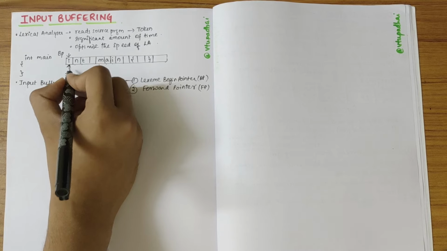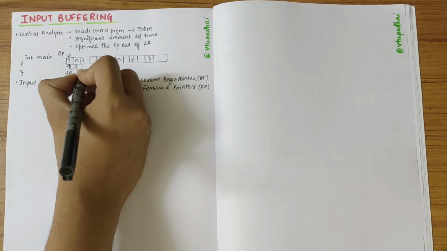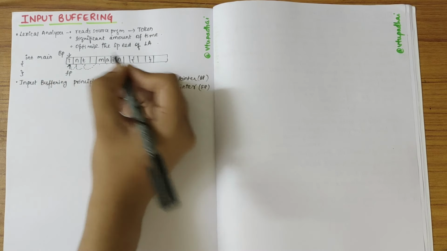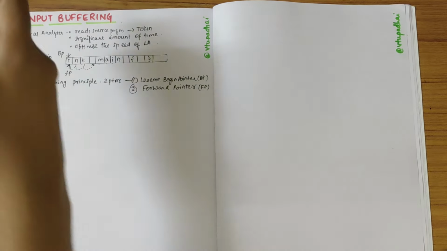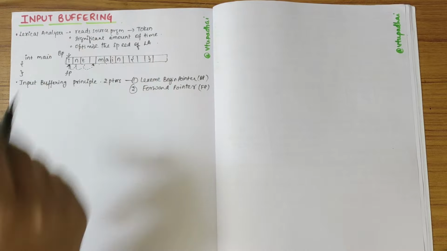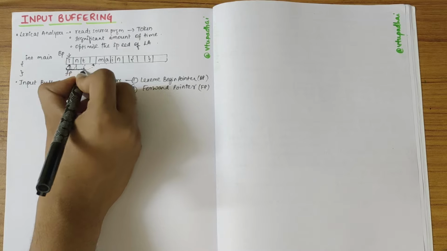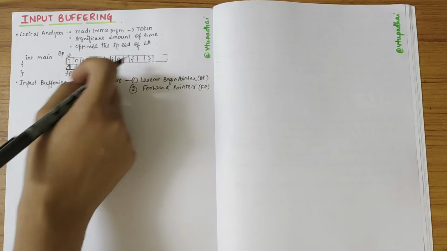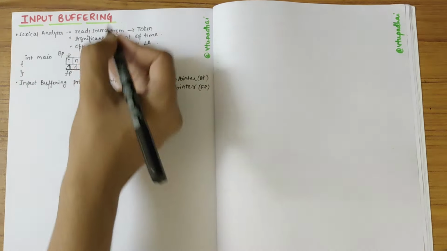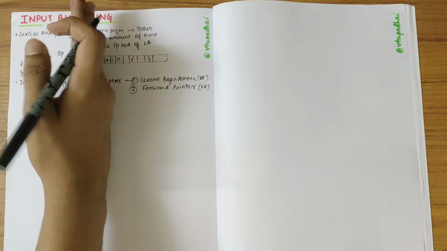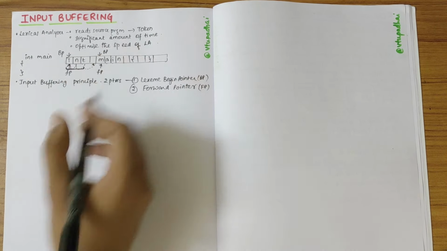The forward pointer will read one character and iterate to the next. It keeps on moving ahead until it encounters a blank space. Whenever it encounters a blank space, we can say that all these three characters comprise one lexeme. So one lexeme is identified here. Next, this blank space is neglected, the FP would be here and the BP would be shifted here.